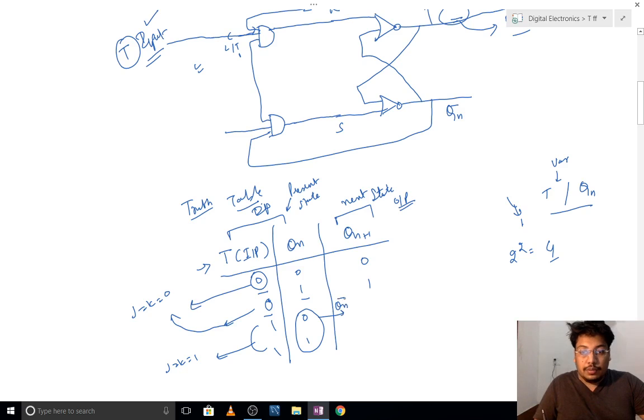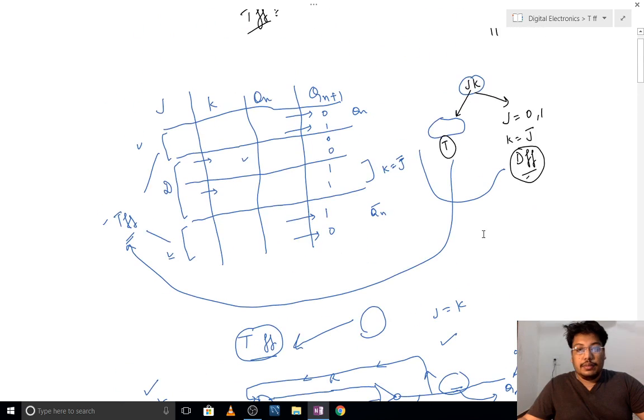But if J equal to K equal to 1, then it will be toggling. It means Qn bar should be here. So let me rephrase again. For this value, first J equal to K equal to 0 and Qn equal to 0, it must be Qn for this part, and J equal to K equal to 1, it will be Qn bar. So this is the toggle state, right? Let me show you over here. When J equal to K equal to 0 and Qn is 0, Qn is this. When J equal to 1, K equal to 1, here is 0, here is 1, here is Qn bar and here is Qn.